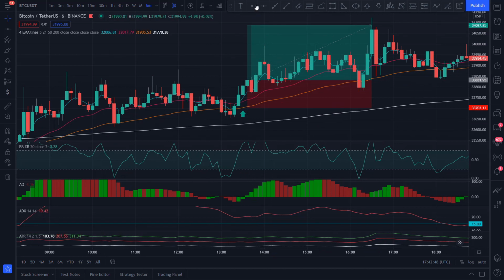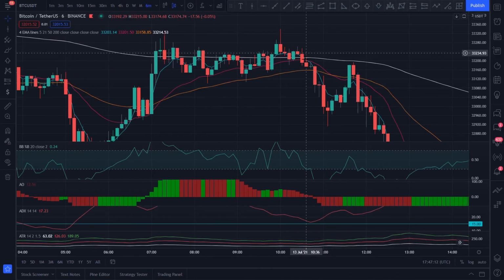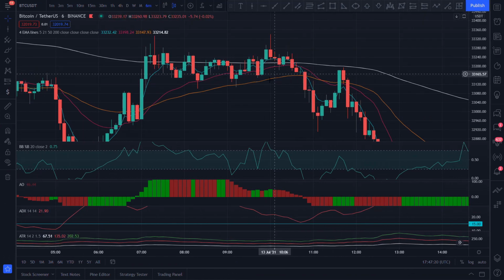As you can see, it hit our take profit first, so it's going to be a winner. And now let's look at the short example. For a short example, you need to do exactly the opposite except the ADX. So we are looking for the 50 EMA to be under the 200 EMA.